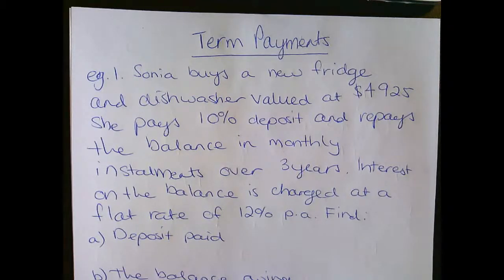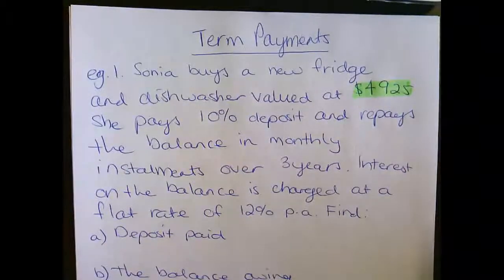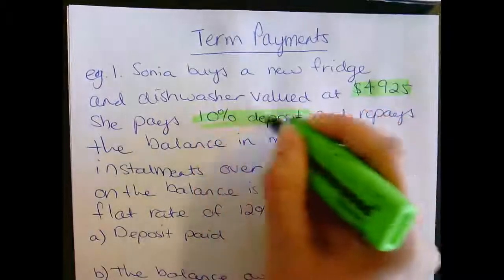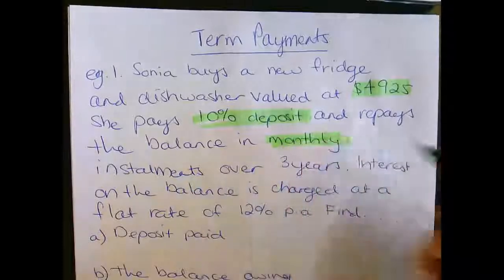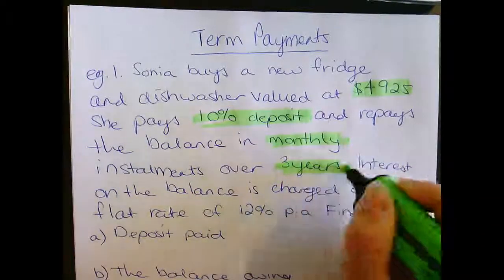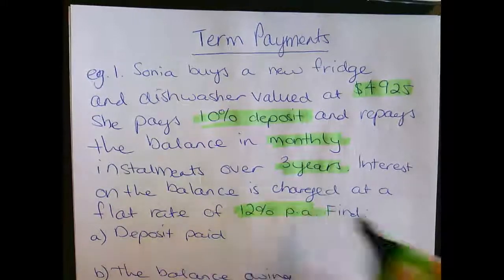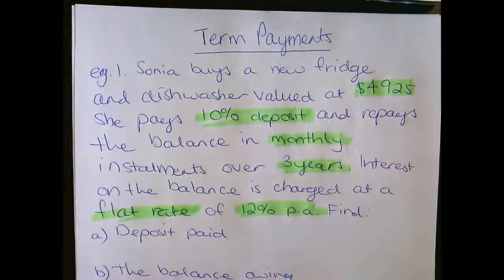So this person is buying a new fridge and dishwasher at $4,925. They're paying a 10% deposit and repaying the balance in monthly installments over 3 years. So interest on the balance, so after the deposit is paid, the interest is charged at a flat rate of 12% per annum, and flat is also important. And we need to work out the different parts of that.